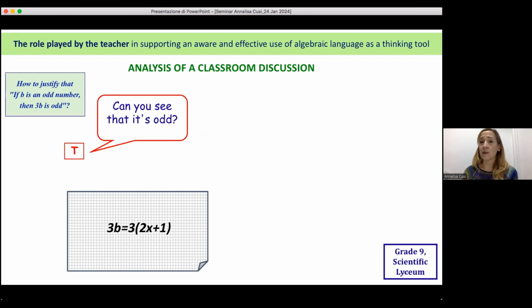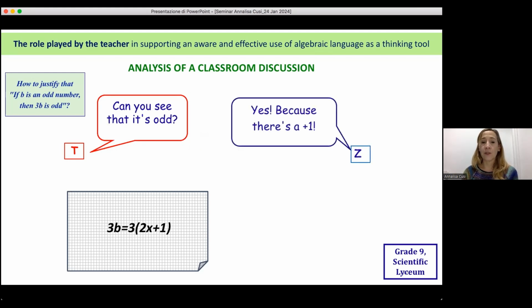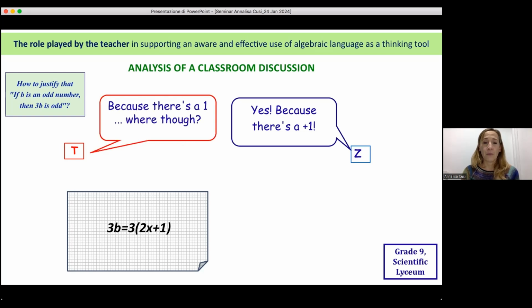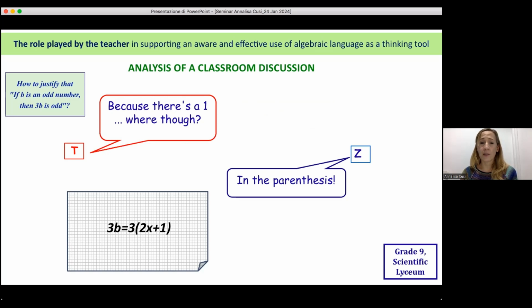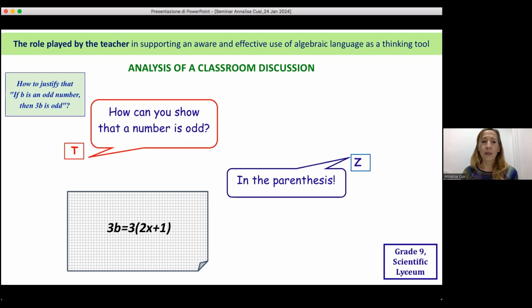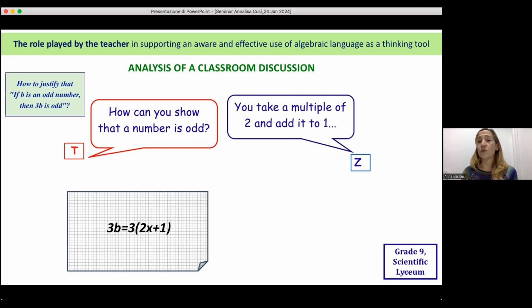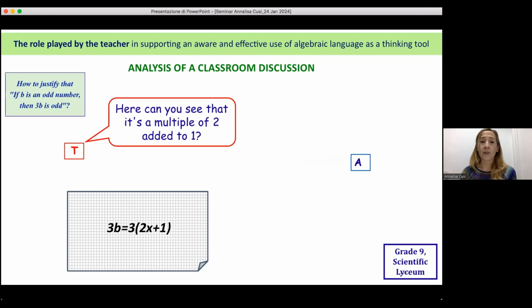Can you see that it's odd? He's focusing on these expressions, indicating this expression. Yes, because there is a plus 1. Because there is a 1, where? In the parentheses. How can you show that a number is odd? You take a multiple of 2 and add it to 1. Here, can you see that it's a multiple of 2 added to 1?